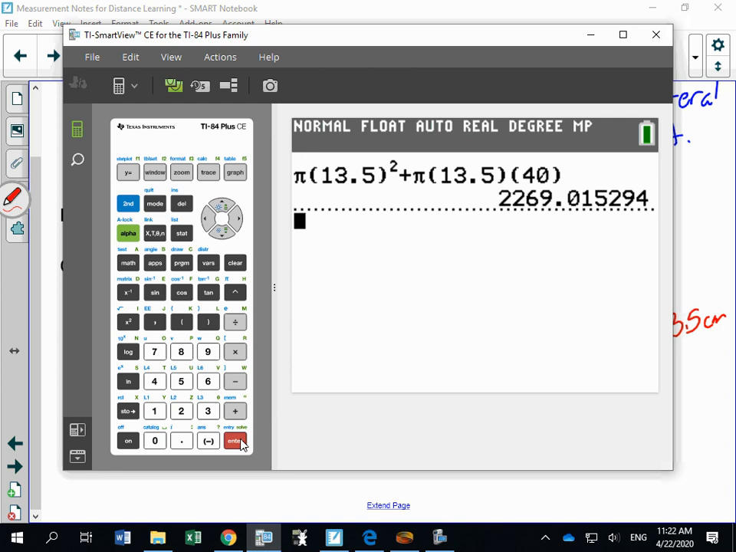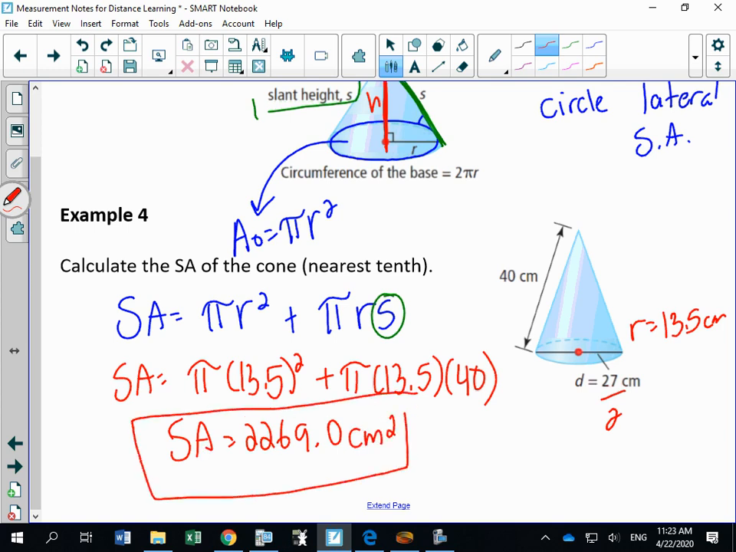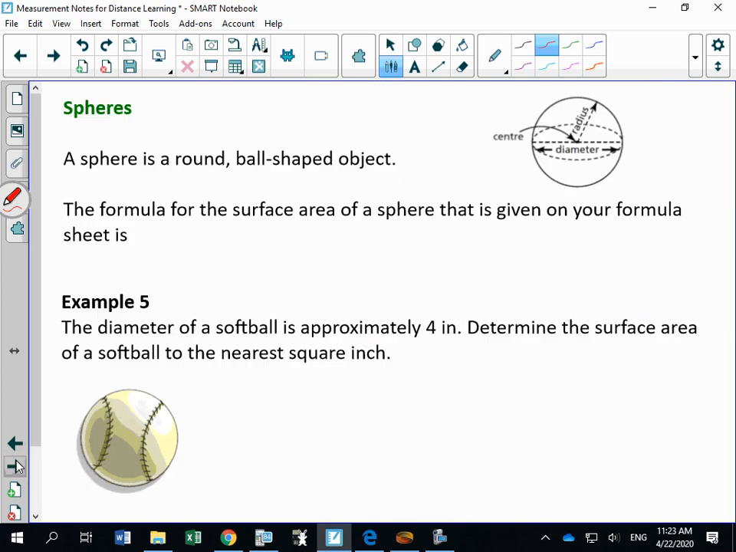This question says they want the answer to the nearest tenth. That means 1 decimal they want included. So I would not round that 0 up to 1. It would stay as a 0. So my surface area is 2269.0 centimeters squared. That is the surface area of my cone. That is going to be the end of part 1.